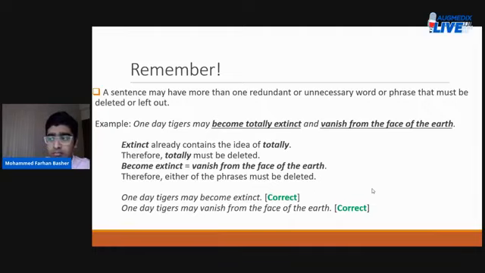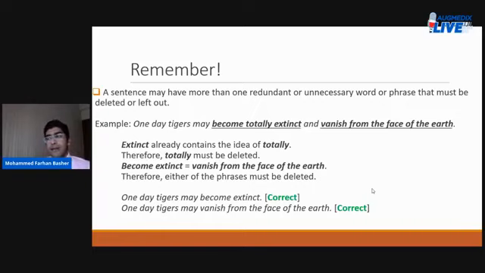So there is no further need to say totally once you've already said extinct. Therefore, totally must not be said when you say extinct. So you cannot say, one day tigers may become totally extinct. What do you say? You say one day tigers may become extinct. And that's it. Saying extinct is just good enough. Totally extinct is not necessary.